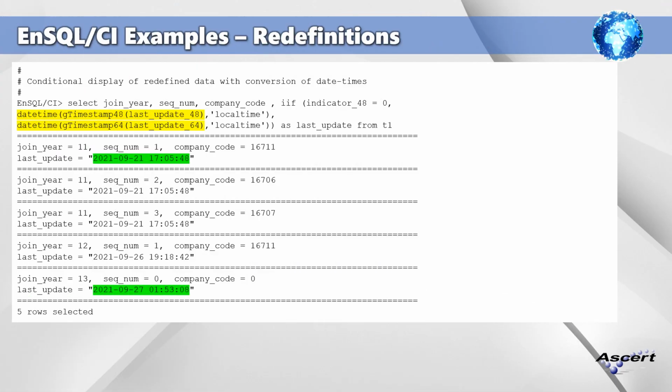Here we are still conditionally selecting the column to display, but we are then using the appropriate function, either g_48 or g_64, to convert the values to something meaningful.